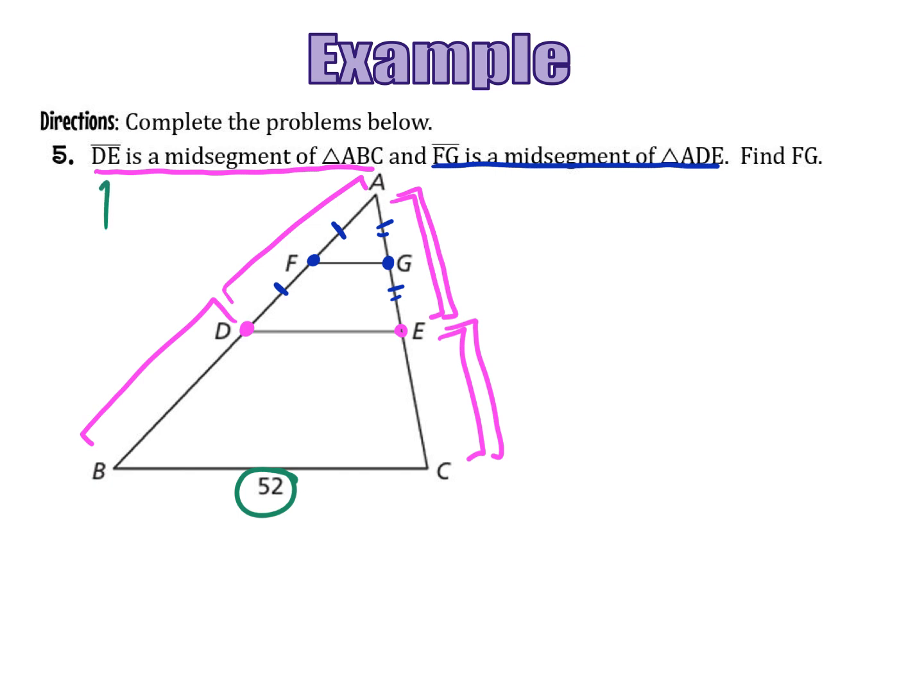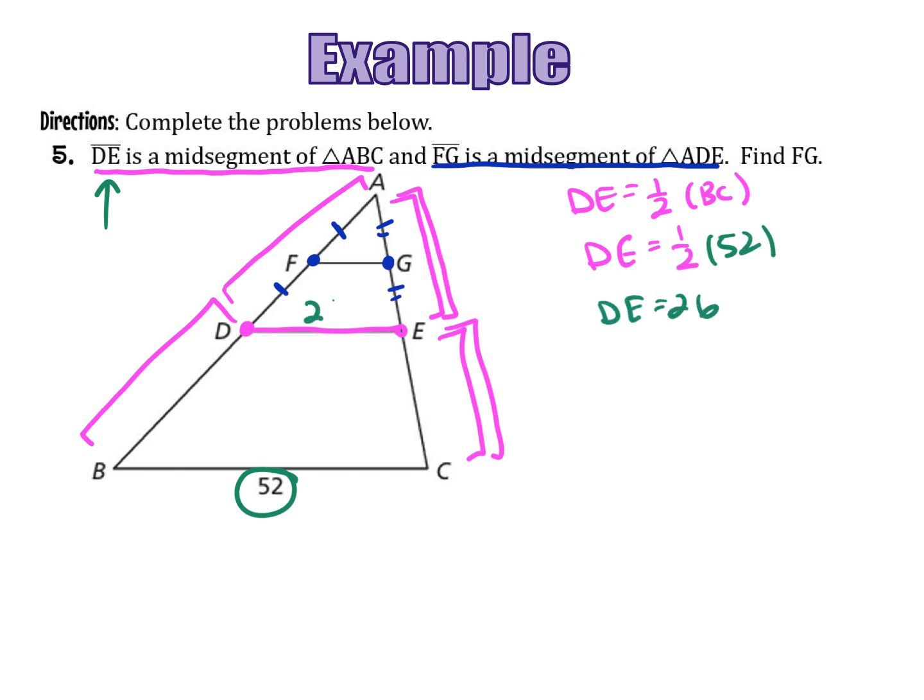If DE is the midsegment, that means that DE is going to be 1/2 the length of BC. And we know the length of BC is 52. So that means that DE is going to be 26. So we just found this length.